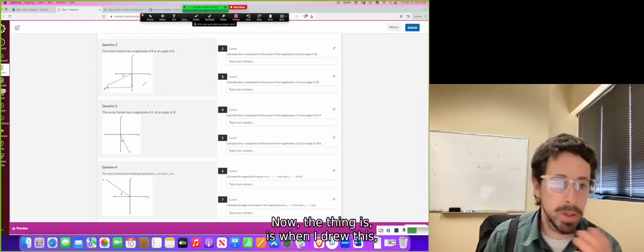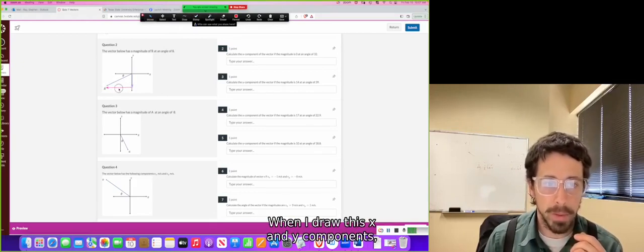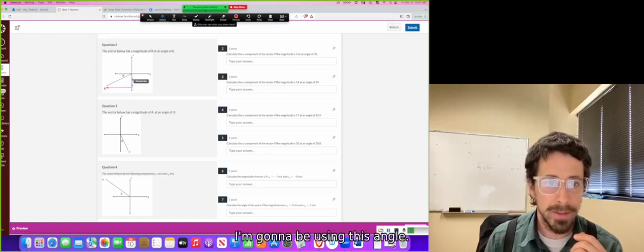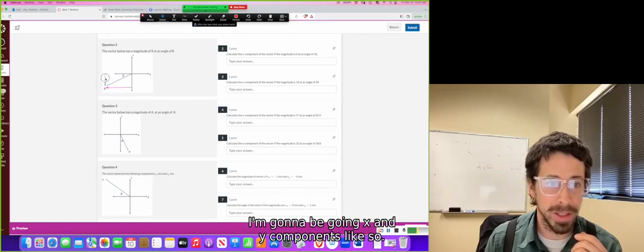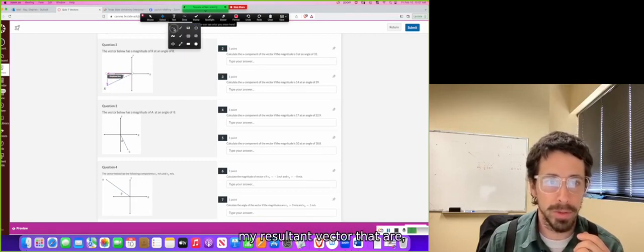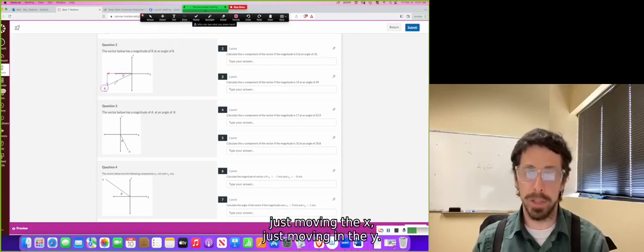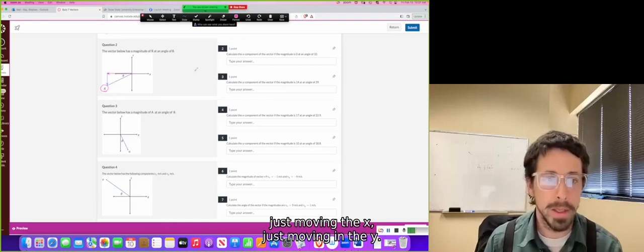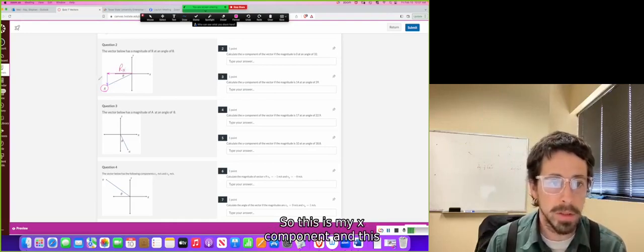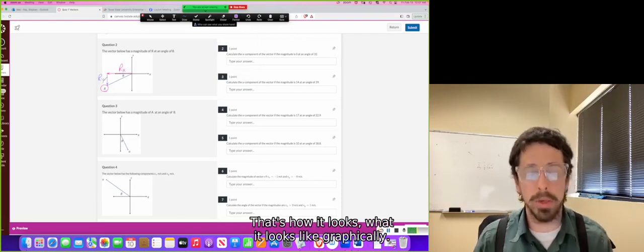Now the thing is when I drew this, I didn't pay much attention to my angle, right? When I draw this x and y components, yep, I can put them right this way, but my angle that I'm using is right there. If I'm going to be using this angle, I'm going to be going x and y components like so. I'm going to follow the x, I'm going to follow the y components of my resultant vector, right? That r is the resultant. I'm going to decompose it into just moving the x, just moving in the y. So this is my rx component, and this is going to be my ry component right there. That's what it looks like graphically.